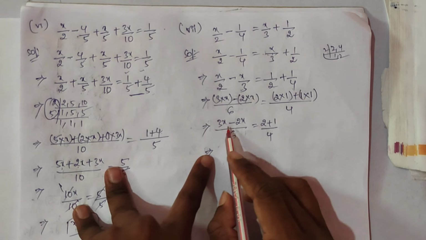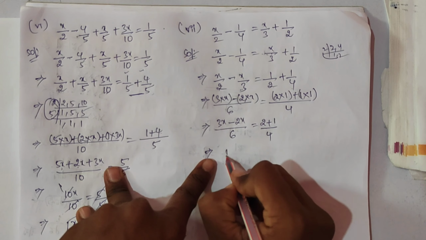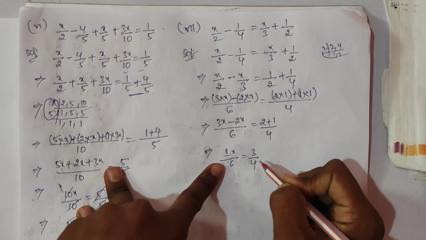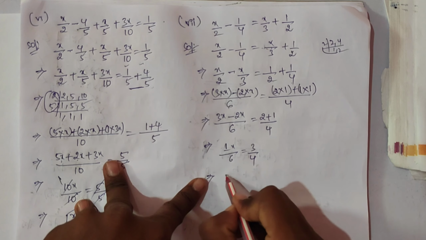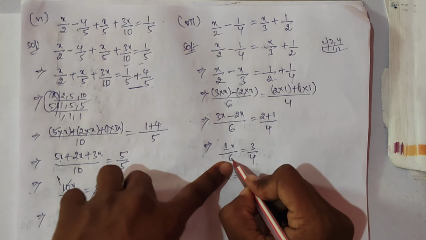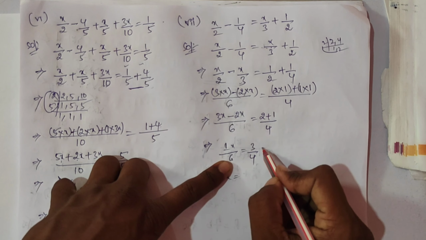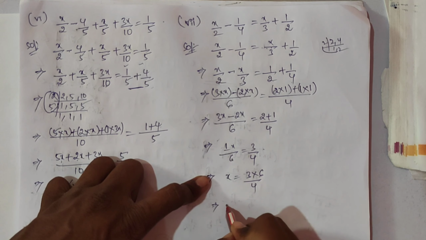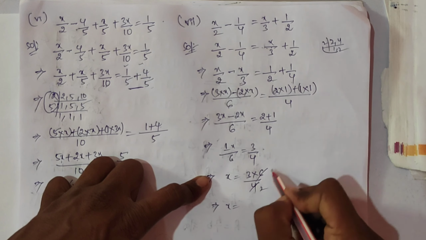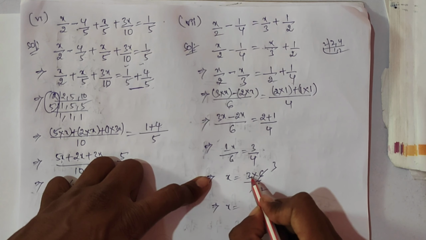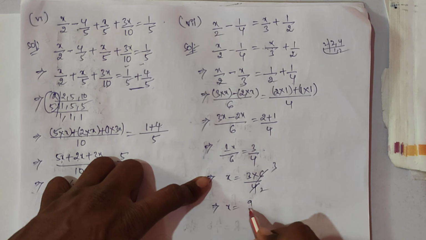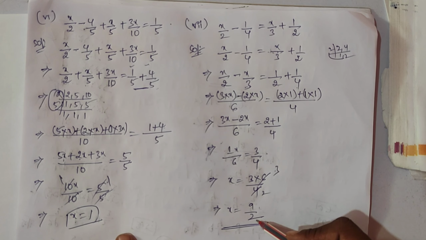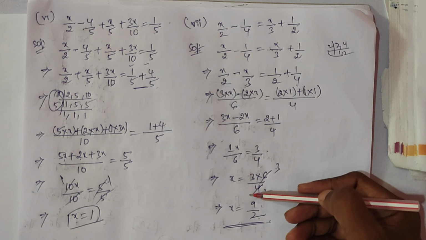Now subtracting the like terms here, 3x minus 2x is what? 1x by 6 is equal to 2 plus 1 is what? 3 by 4. This implies what? 1x or x is equal to, division quantity. If you transpose to the RHS side, division becomes what? Multiplication. Then what? 3 into 6 by 4, right? Then x equals 2 2s are 4, 2 3s are 6. Right, nothing but 3 into 3 becomes 9 by 2. Therefore, the value of x is equal to how much here? 9 by 2. Okay, this is about question number 7.